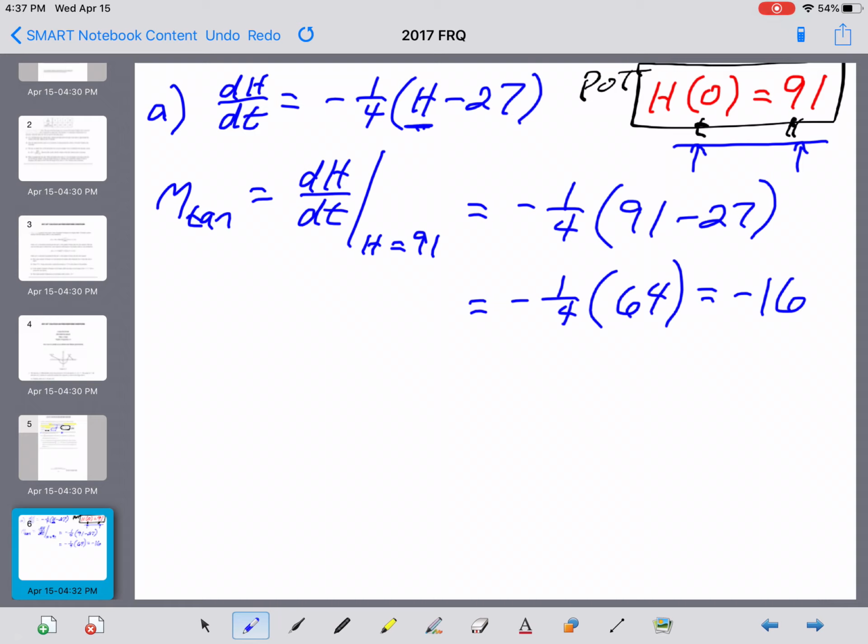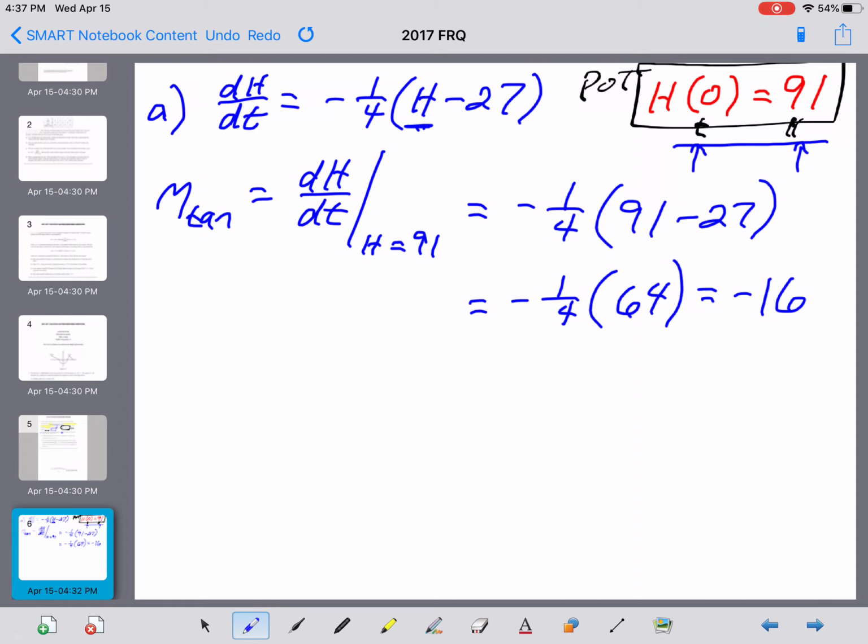Now, if we're trying to interpret that in the context of the problem itself, h is temperature, t is time. So what we're dealing with, and I wouldn't write this down on your paper, guys, is negative 16 degrees Celsius divided by, we were talking about minutes, I believe, for our unit of time right here.